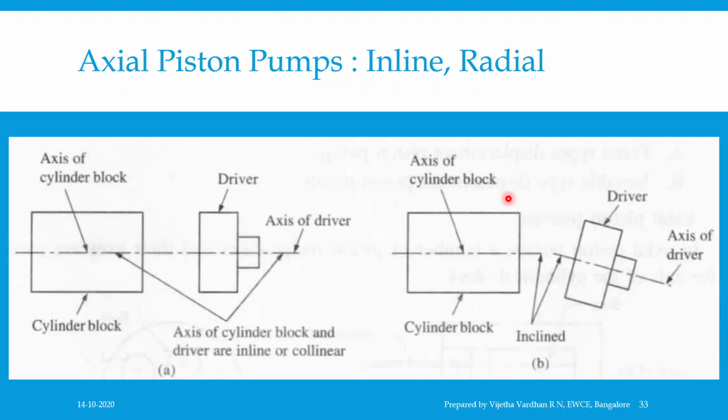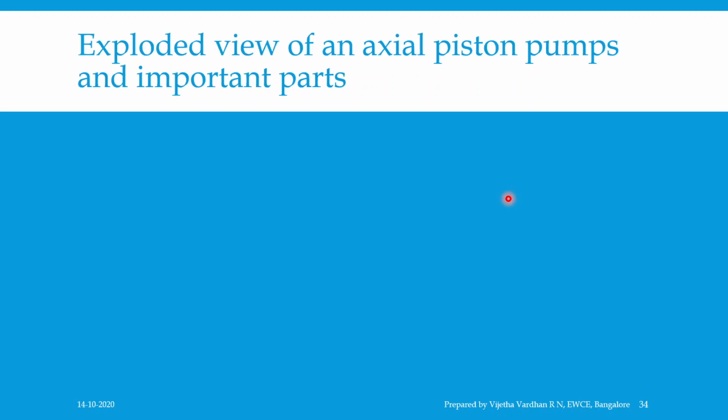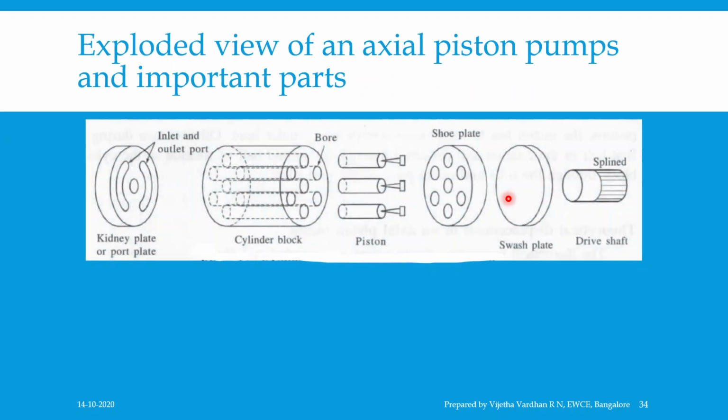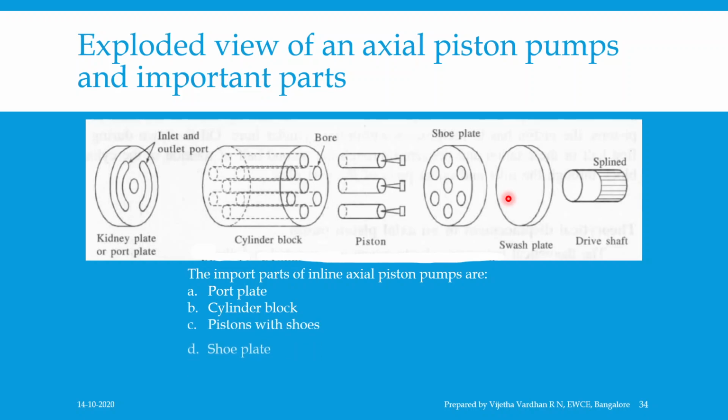In such pumps, either the cylinder block or the swash plate is going to be rotated, and the rotation of either of them gives the pistons their to and fro motion. And the important parts of the axial piston pumps are shown here in the exploded view. One by one, they are the port plate, then the cylinder block, the pistons with the shoes, the shoe plate, the swash plate and the driver plate. The exploded view you can see here.